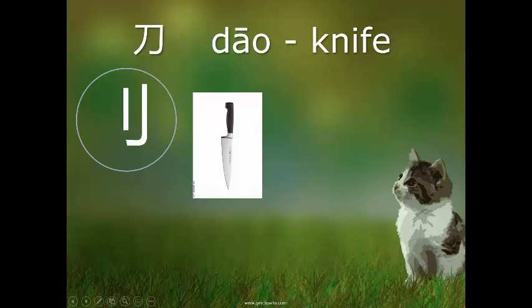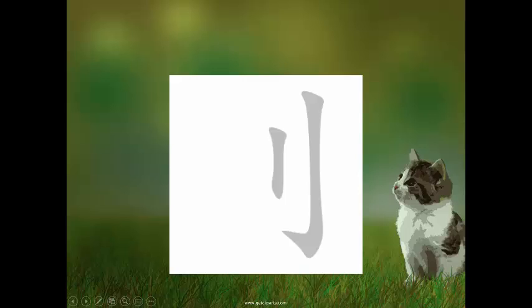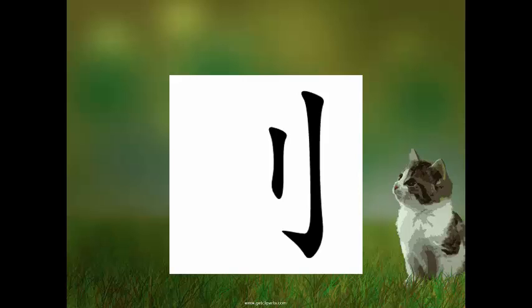The next character is dao, for knife. You can see it's a picture of a blade. And we're going to practice the character's alternate form, which looks like a blade. And to do this, you draw the small side and then the sharp end of the blade.